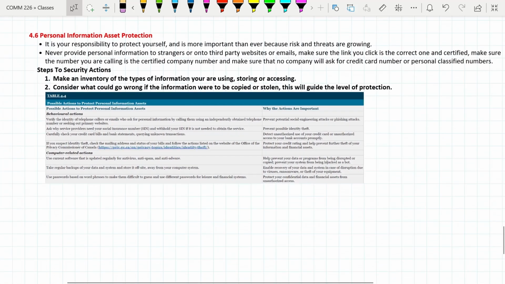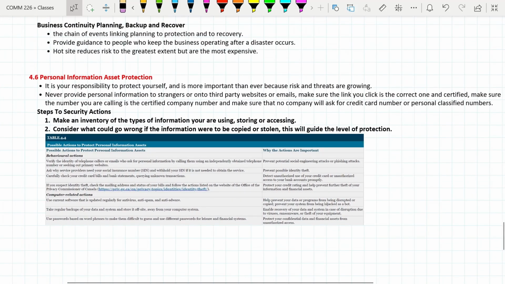So 4.6, personal information asset protection. It is your responsibility to protect yourself, and it is more important than ever because risks and threats are growing. Never provide personal information to strangers or onto third-party websites or emails. Make sure the link you click is the correct one and certified. Make sure the number you are calling is the certified company number, and make sure that no company will ask for credit card numbers or personal classified numbers.